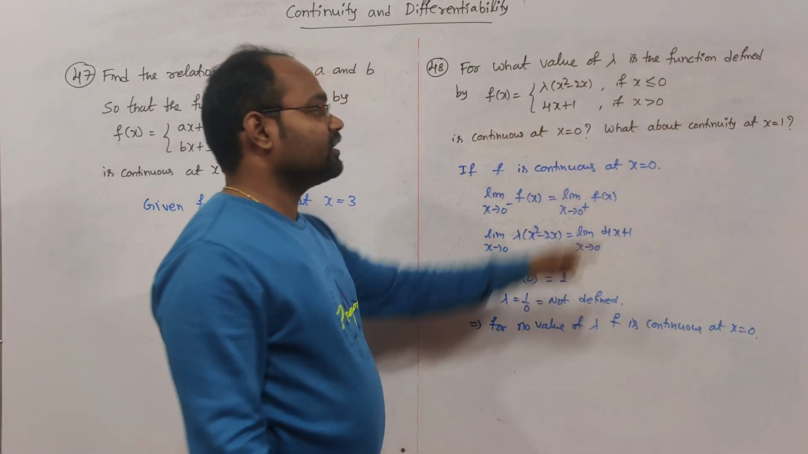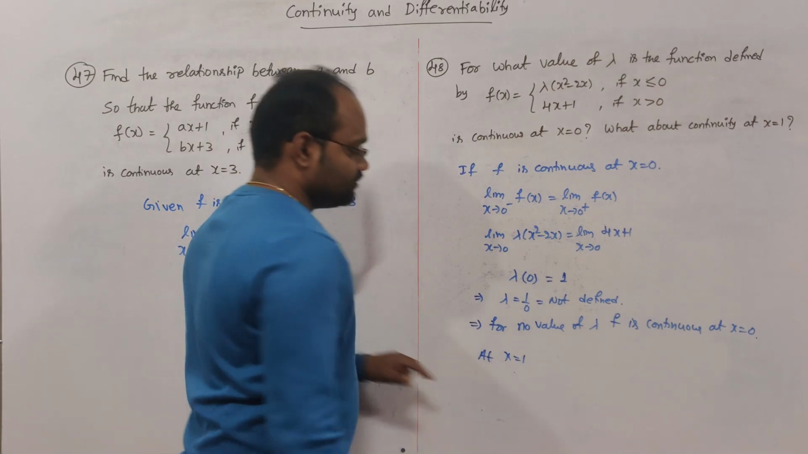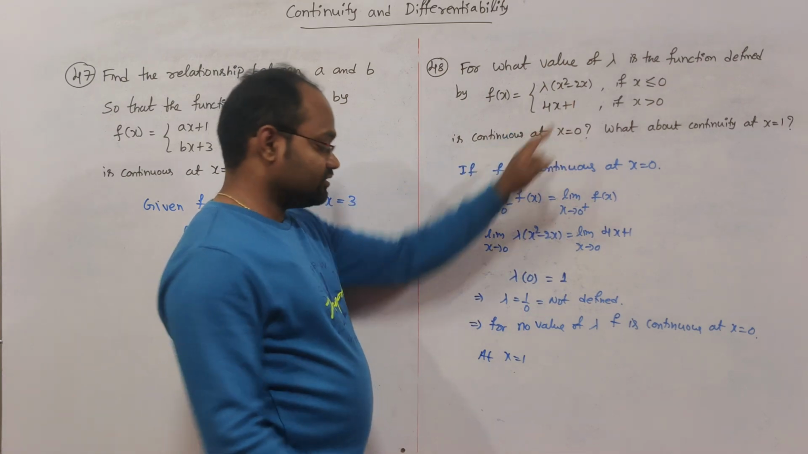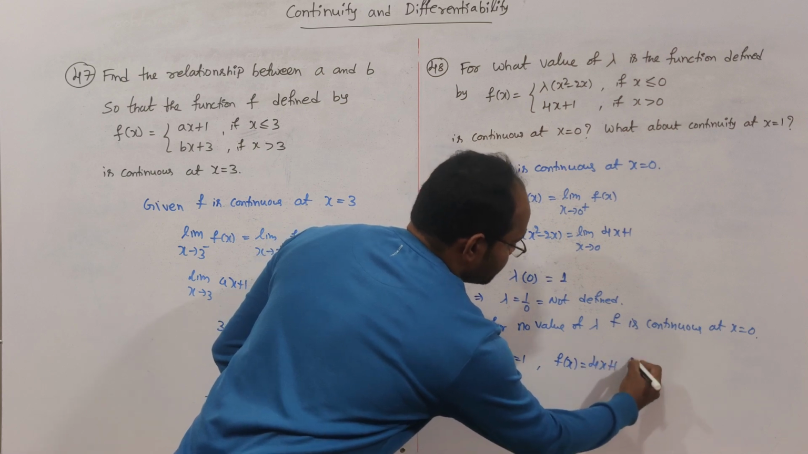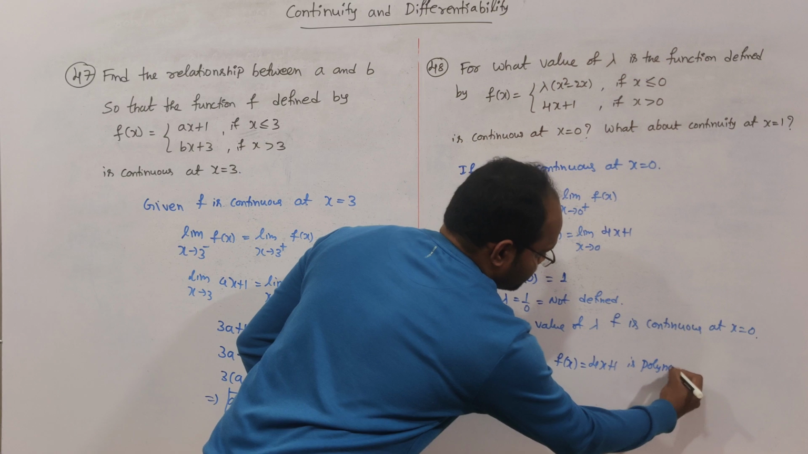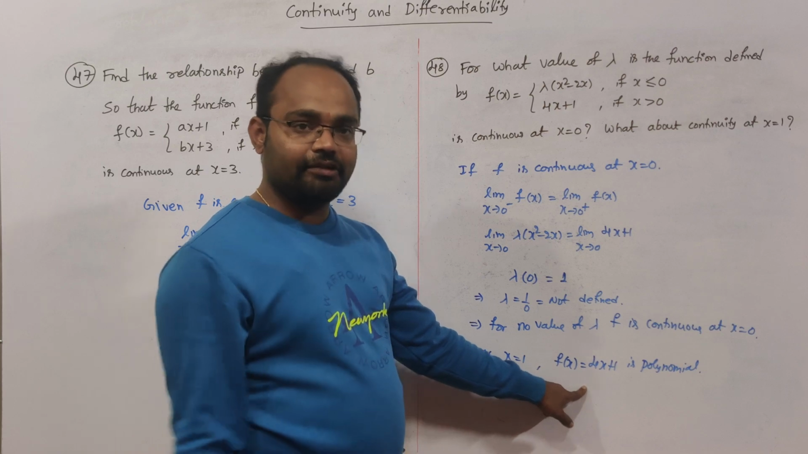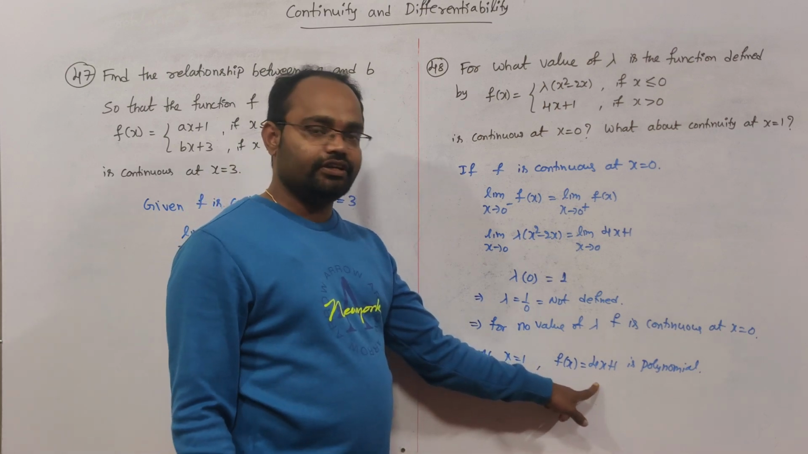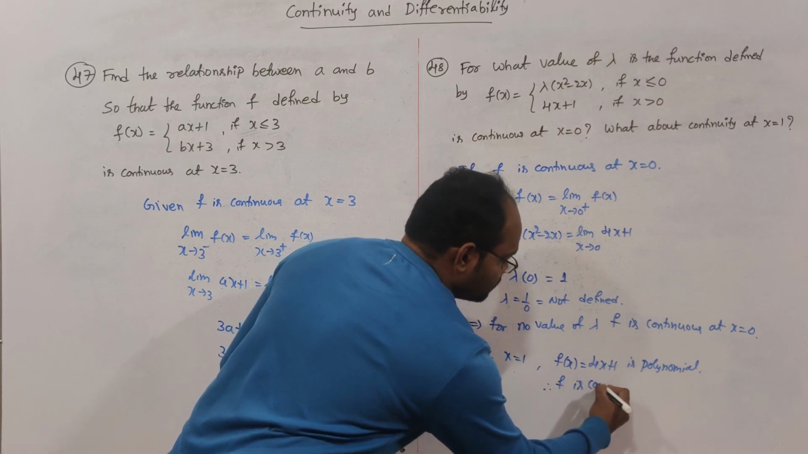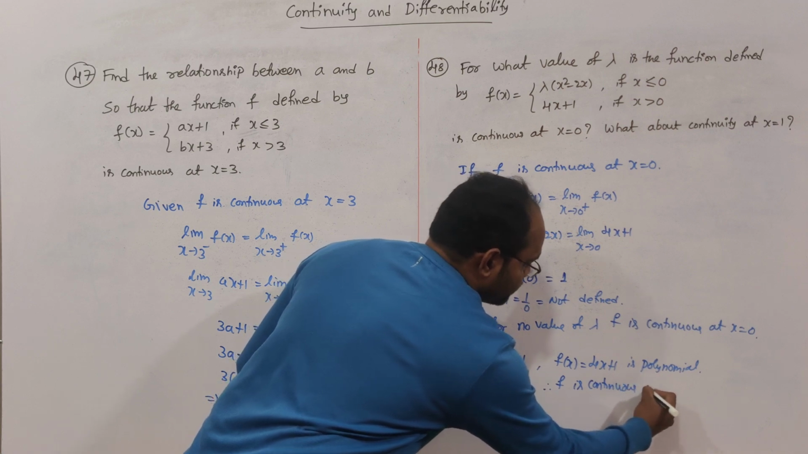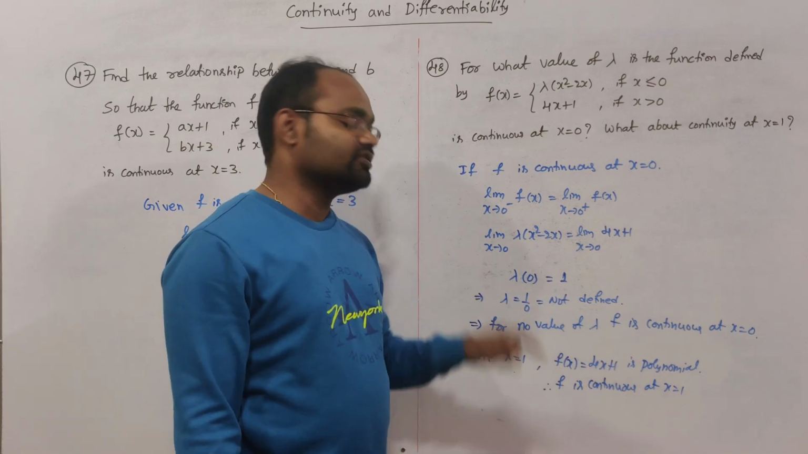Now they ask what about the continuity at x equal to 1? At x equal to 1, since 1 is greater than 0, f of x is 4x plus 1, which is a polynomial. All polynomials are continuous functions, therefore it is continuous at every point. At x equal to 1 also it is continuous, therefore f is continuous at x equal to 1, because it is a polynomial. The limiting value and function value are the same, therefore it is continuous.